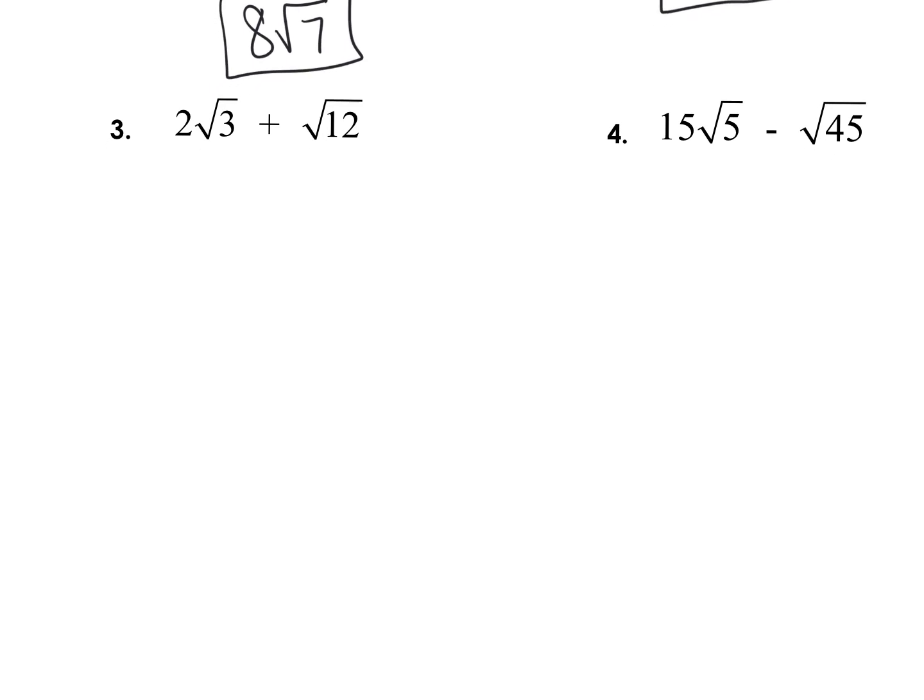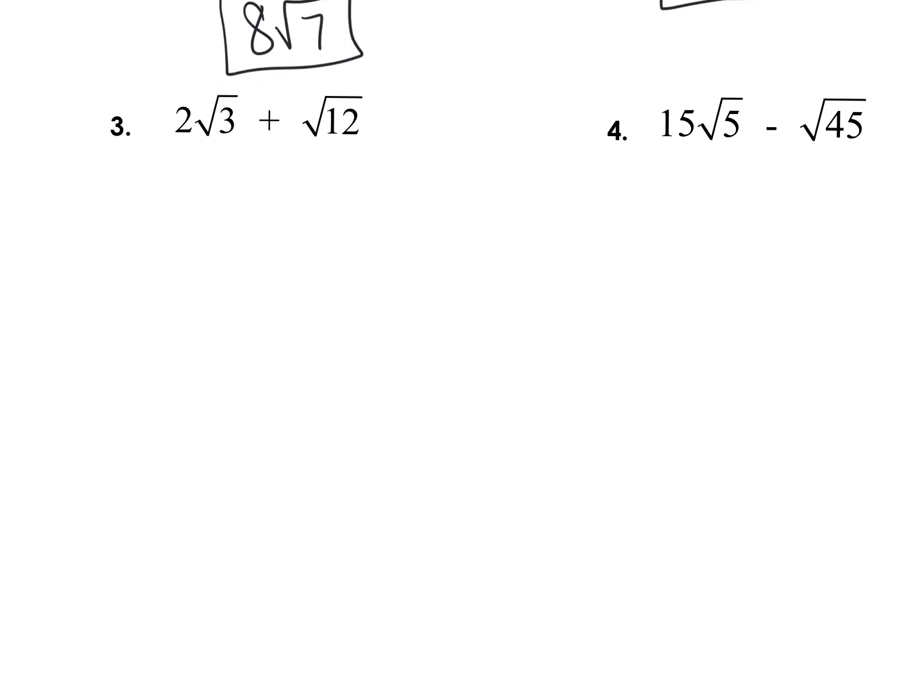Okay, now this next one, I don't have like terms, so I want to try to simplify here. I know that 12 is 4 times 3, and so the root of 4 is 2, and the root of 3 is just root 3. And I'm going to bring this down, so I get 2 root 3 plus 2 root 3, which is 4 root 3.